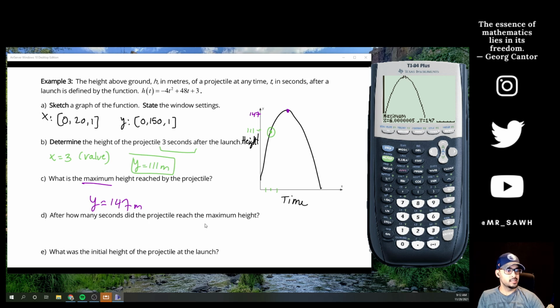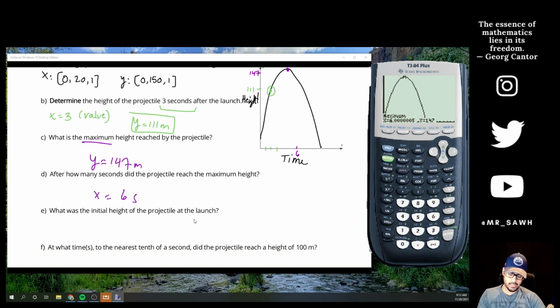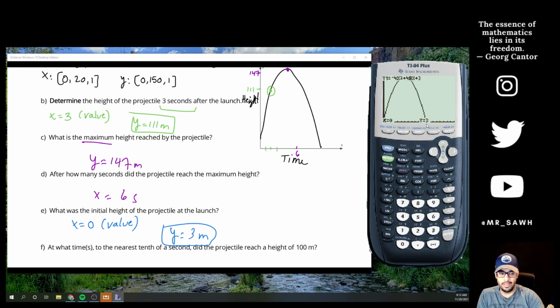After how many seconds did the projectile reach this maximum height? The x coordinate attached to it is 6, so x equals 6 seconds. Next, the initial height of that projectile at launch. At launch means time is 0, the initial situation. So second trace, option 1 is value again. We're going to put in a different value of x, and x is going to be 0. Press enter. The initial height is 3 meters. So it's on like a platform or something, but I don't really know. I just know it's not on ground level.